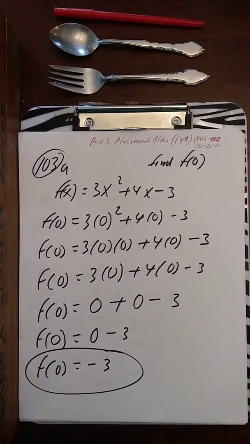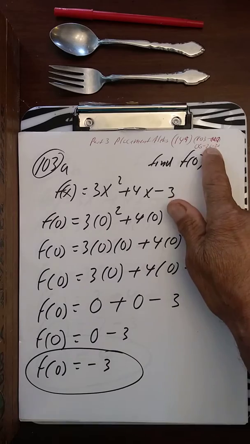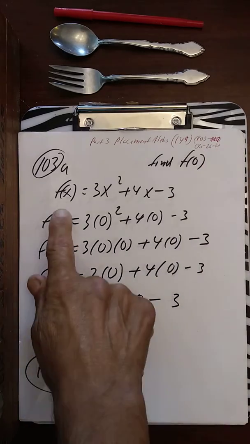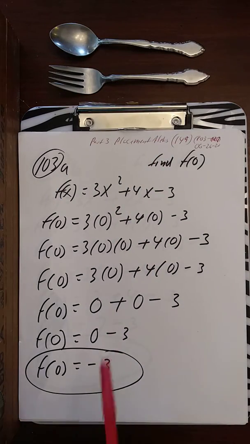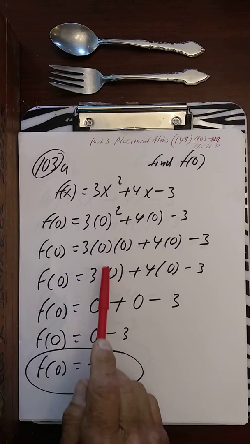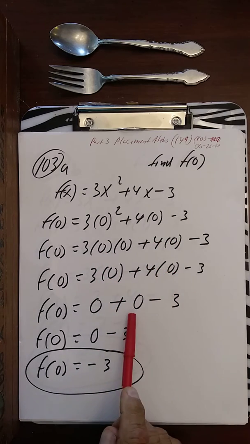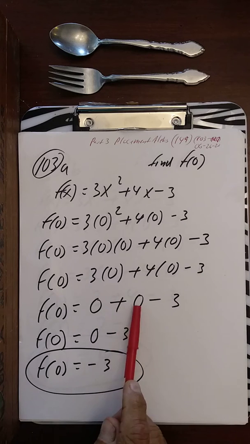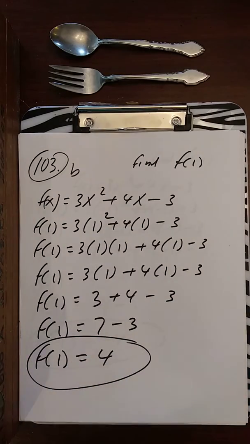Alright, part 3, Placement ALEKS 149, 103 through 127. Let's start. If f of x is this function, f of 0 is 0 there, 0 there: 0 times 0 is 0, 3 times 0 is 0, 4 times 0 is 0, minus 3. 0 plus 0 is 0, and 0 minus 3 is negative 3. Alright, next one.